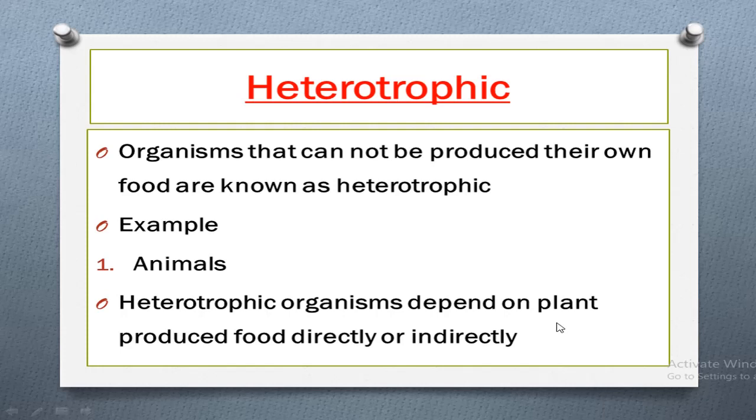Now we have learned that heterotrophic organisms are organisms that cannot produce their own food. Examples for the heterotrophic organism are animals. And finally, we have learned that heterotrophic organisms depend on plant produced food directly or indirectly.